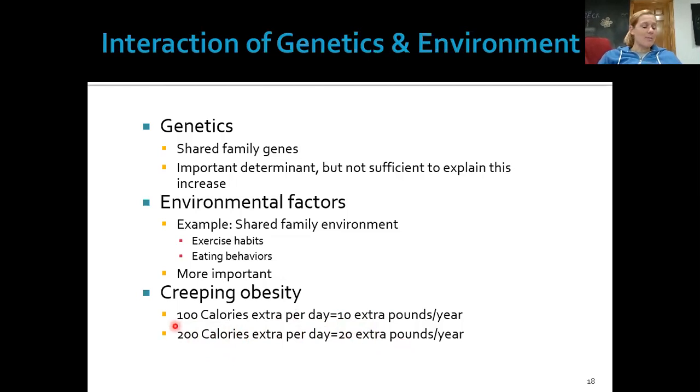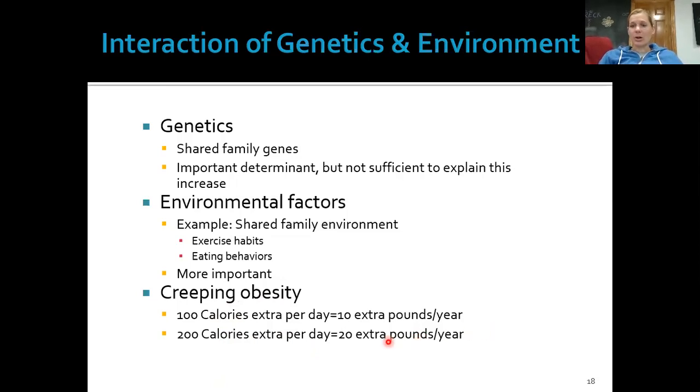So again, imagine if I'm gaining 1 pound per year, I'm taking in about 10 calories extra each day, right? That's not a whole lot to think about, right? That's nothing. And to gain 2 pounds, okay, well I took in 20 extra calories per day. So this idea of creeping obesity, a little bit of increase each day will add up in the long run, right?